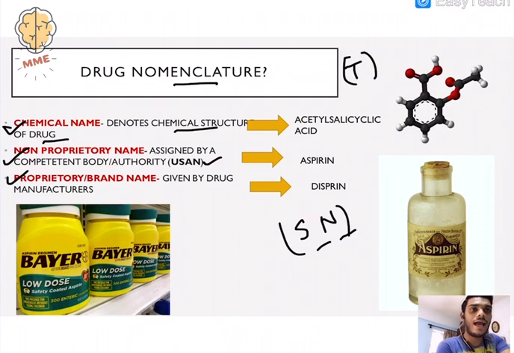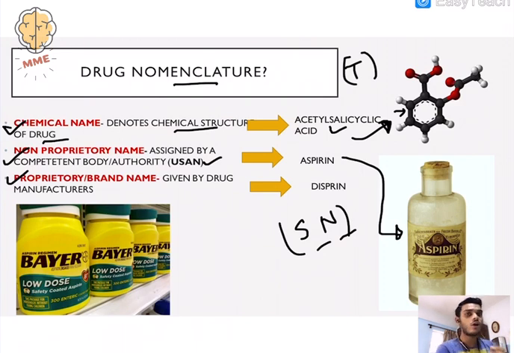See here, for example, acetyl salicylic acid is the chemical structure of aspirin, right? So this is the acetyl salicylic acid molecule with the acetyl ring, as we can beautifully see. So the chemical name of aspirin is acetyl salicylic acid. Now the non-proprietary name, which is given by the competent body or authority, is aspirin, like we see over here. We can see aspirin written over here. And a proprietary or a brand name, which is given by the drug manufacturer, is Risprin.